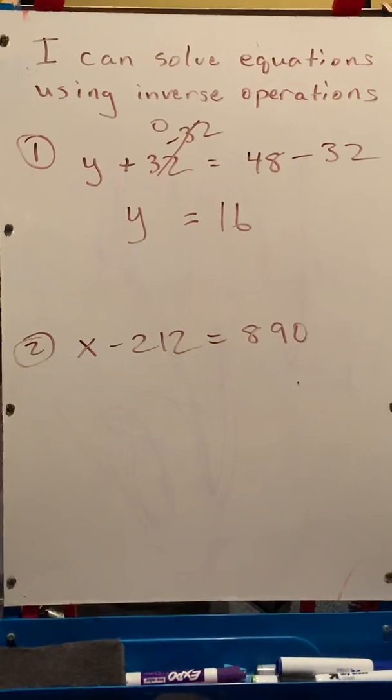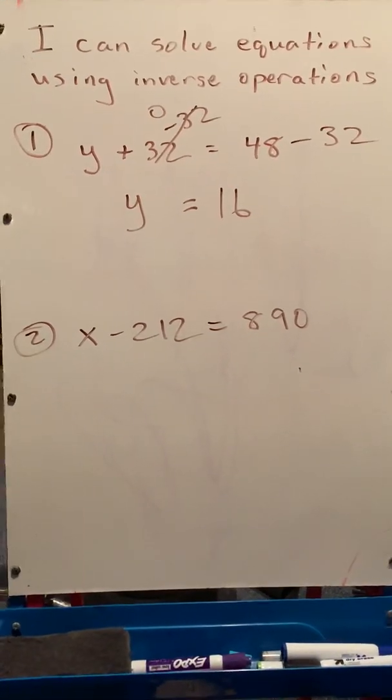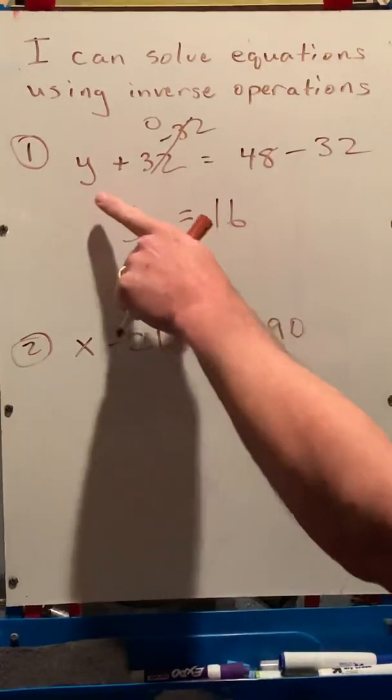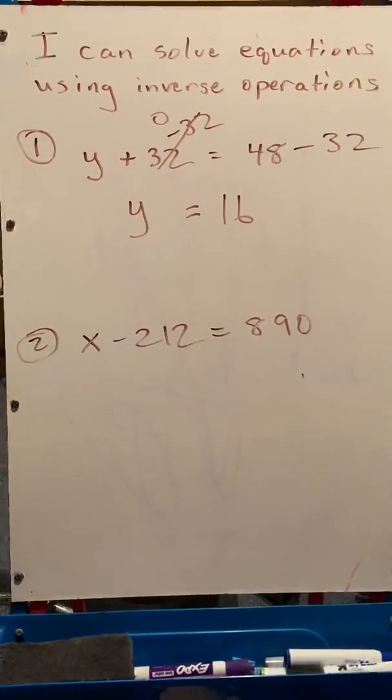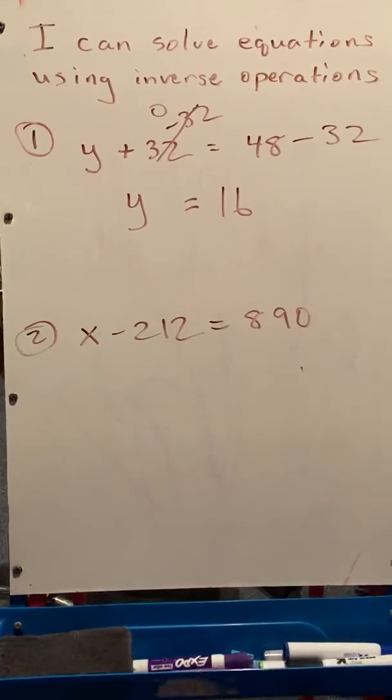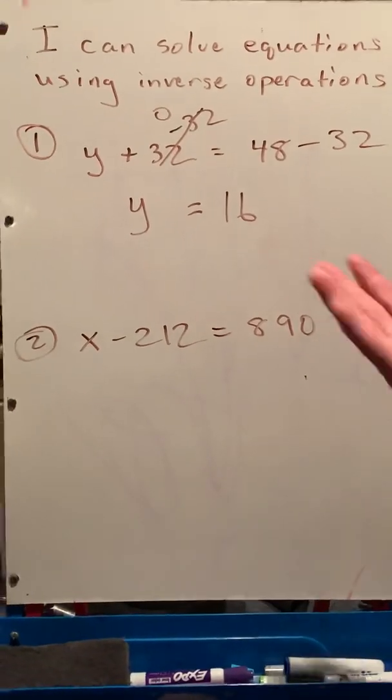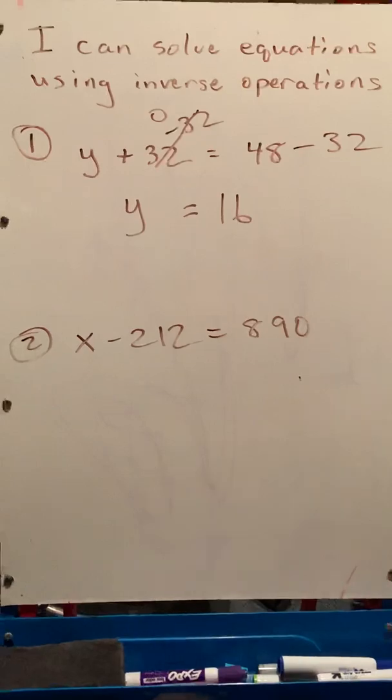And the most important step, you guys know, is to plug that back into the equation and substitute. y is 16, and we know 16 plus 32 is 48. Sometimes you can do that mentally and don't have to show work, and you know you're right. You can guarantee yourself you're right if it works out and equals the way it's supposed to.